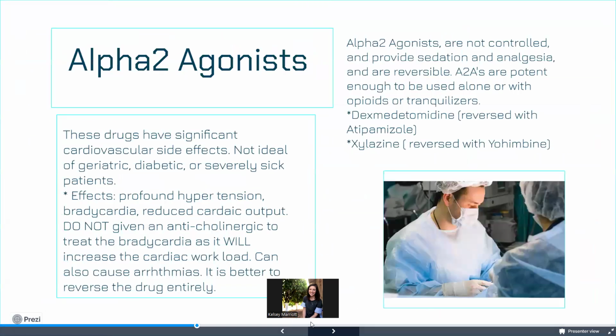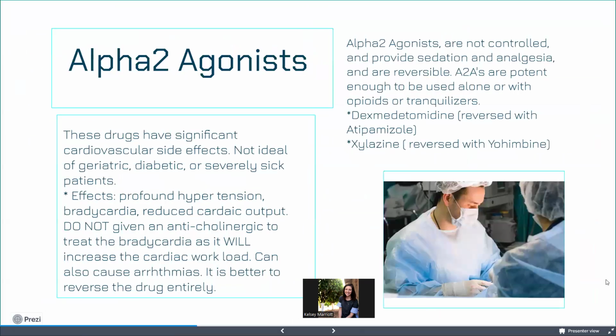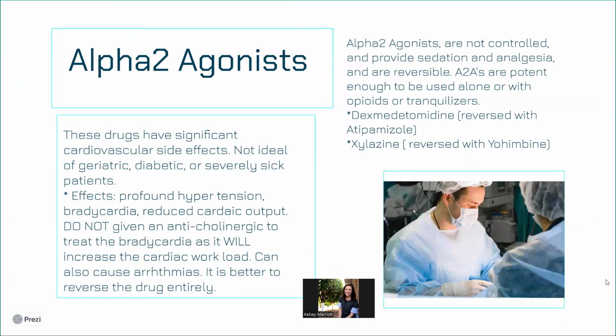Our other category of drug is going to be our alpha 2 agonists. This drug category is very versatile because it is able to not only provide sedation, but it also provides analgesia and it's reversible. When we're in the clinic, this drug isn't considered a controlled substance, so it's easy to access if you ever need it when you're assisting a veterinarian. The two types of drugs that we use in this category are going to be dexmedetomidine.